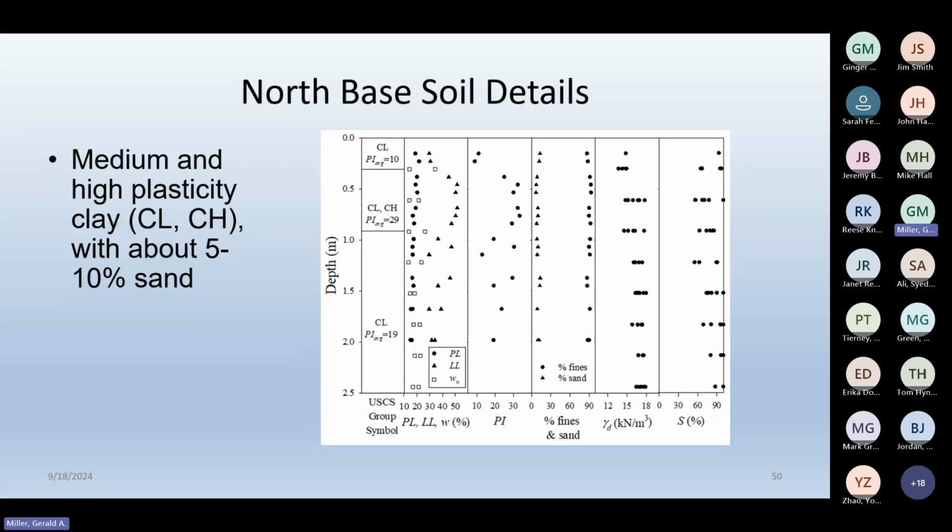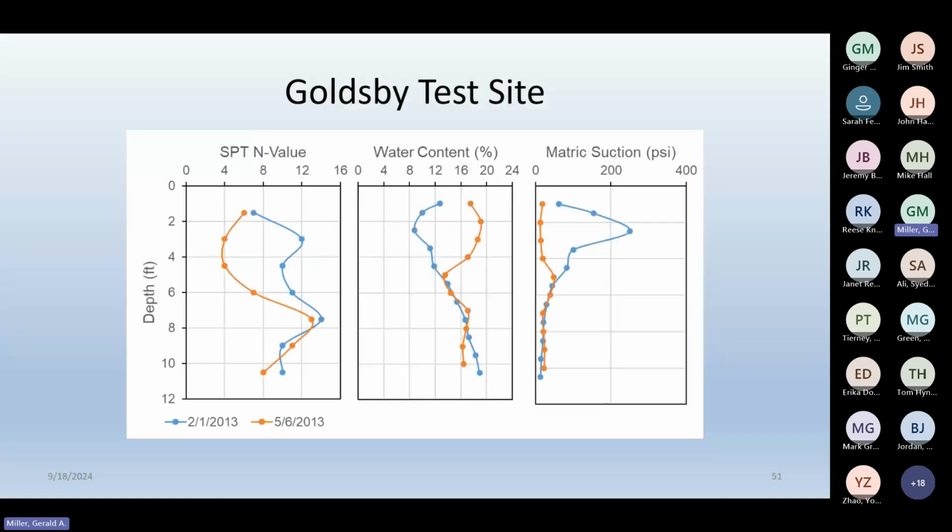Mainly in the rock, so I didn't include that in this discussion. And so each time we went out, we would do these in triplicate, and then what I'm going to show is average profiles. So the first plot is a result from the Goldsby test site. Again, these are average SPTN values.